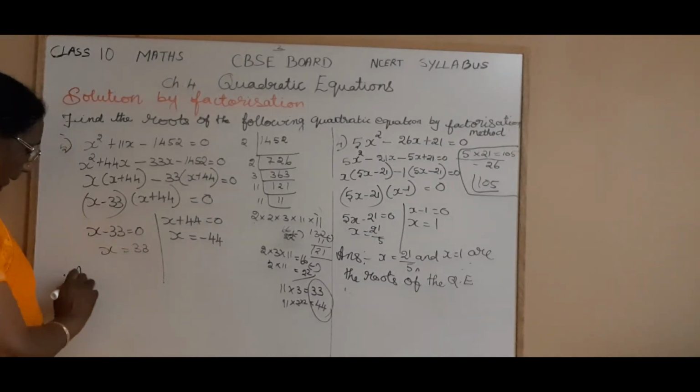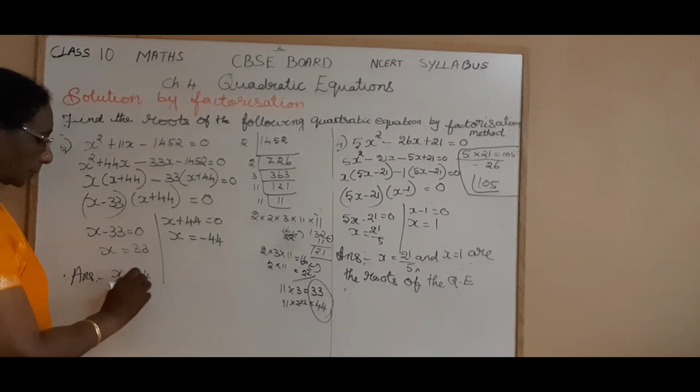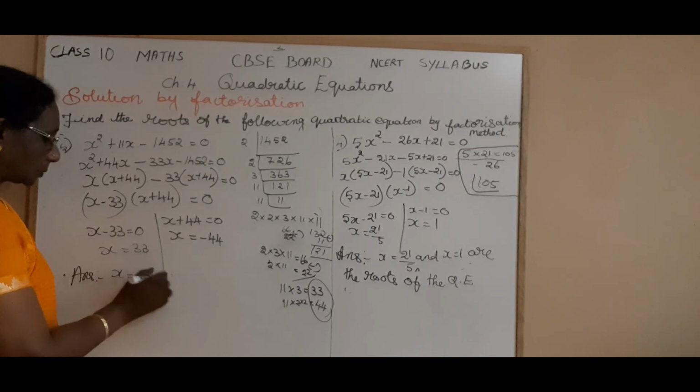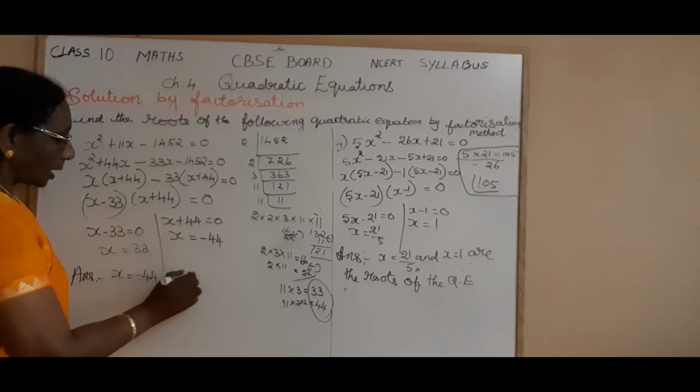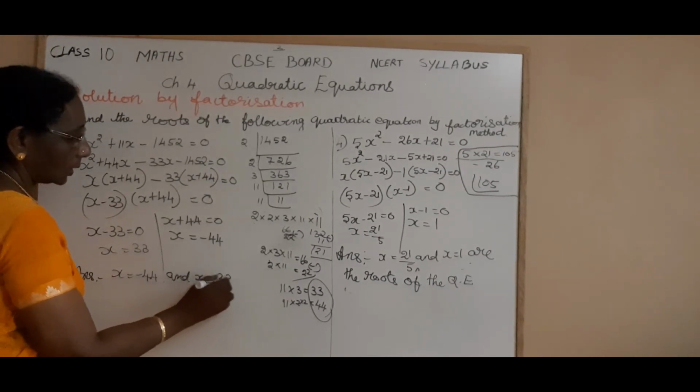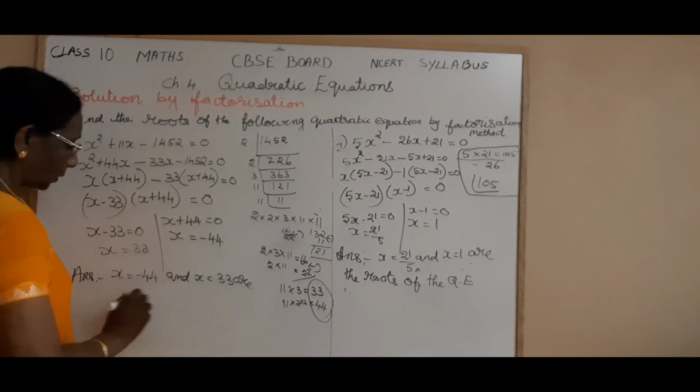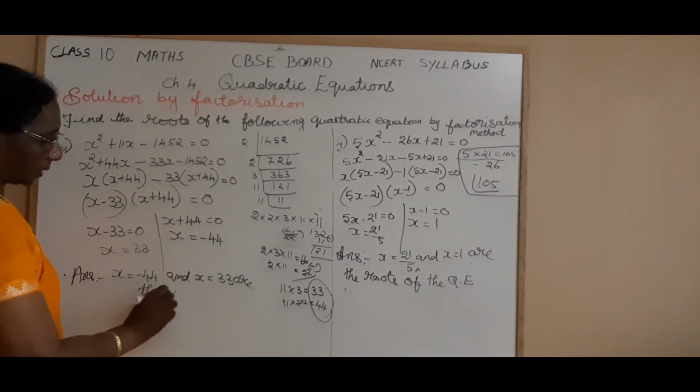So how to write the answer? x is equal to minus 44 and x is equal to 33, or the roots of the quadratic equation.